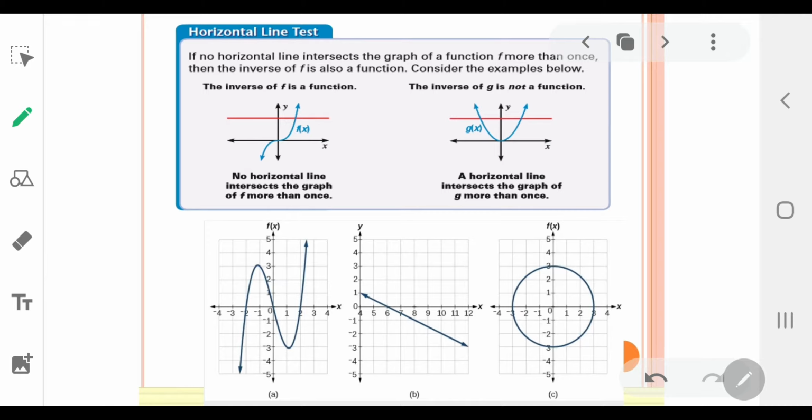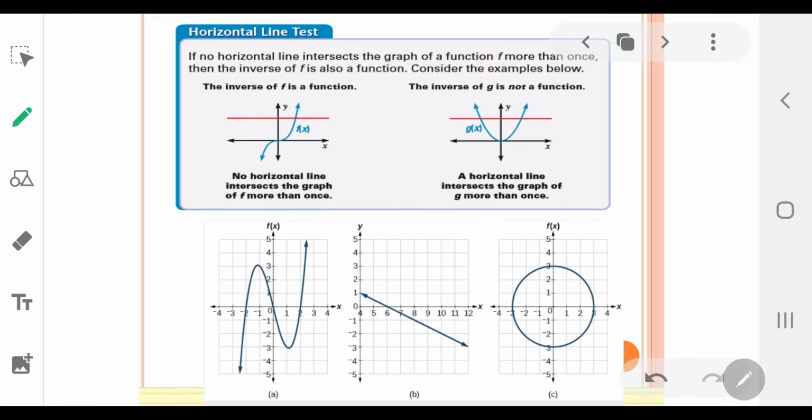Now, let's move on to a new concept, a little bit similar to the vertical line test, but it's called the horizontal line test. Let me repeat again. We use the vertical line test to determine whether the given graph is representing a function or not. So the question is, why do we use the horizontal line test? Actually, we use it to determine whether the inverse of the given function will also be a function or not.